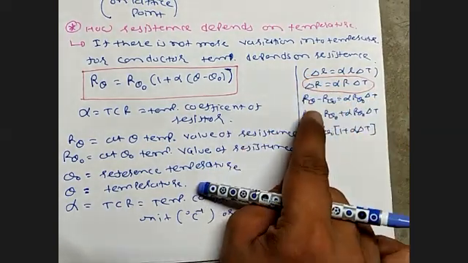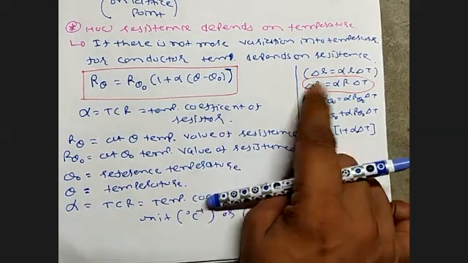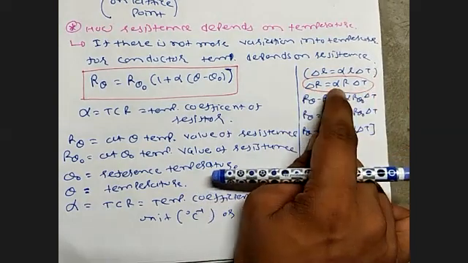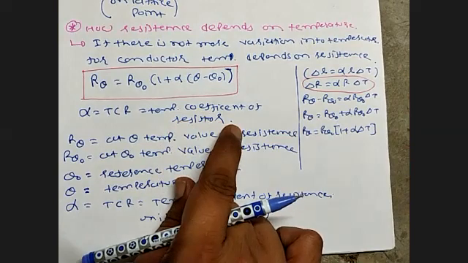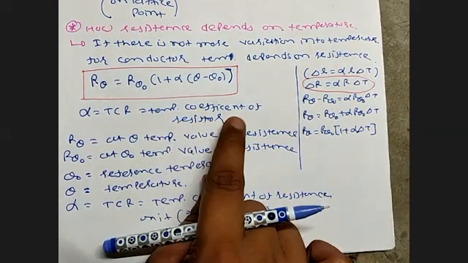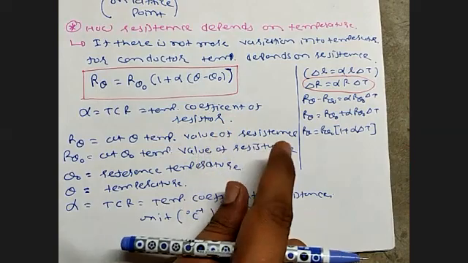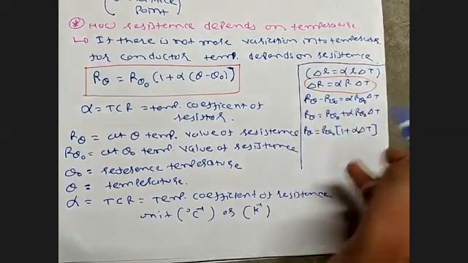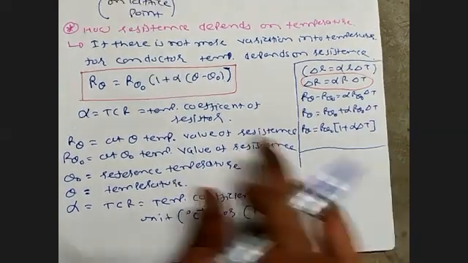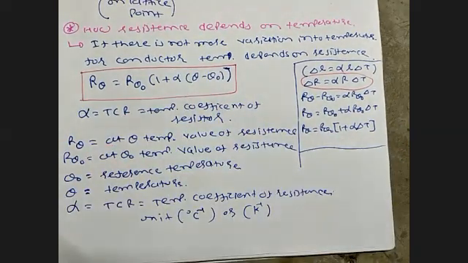Use this same equation for a resistor: delta R is equal to alpha R delta T. Here the proper name of alpha is TCR, the temperature coefficient of resistor. TCR is the temperature coefficient of resistor. To understand how this equation evolved, it is given here.